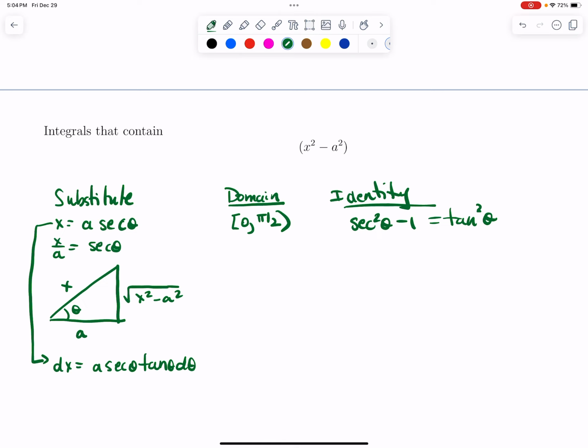Okay, so of course, let's look at an example where we have x squared minus a squared.